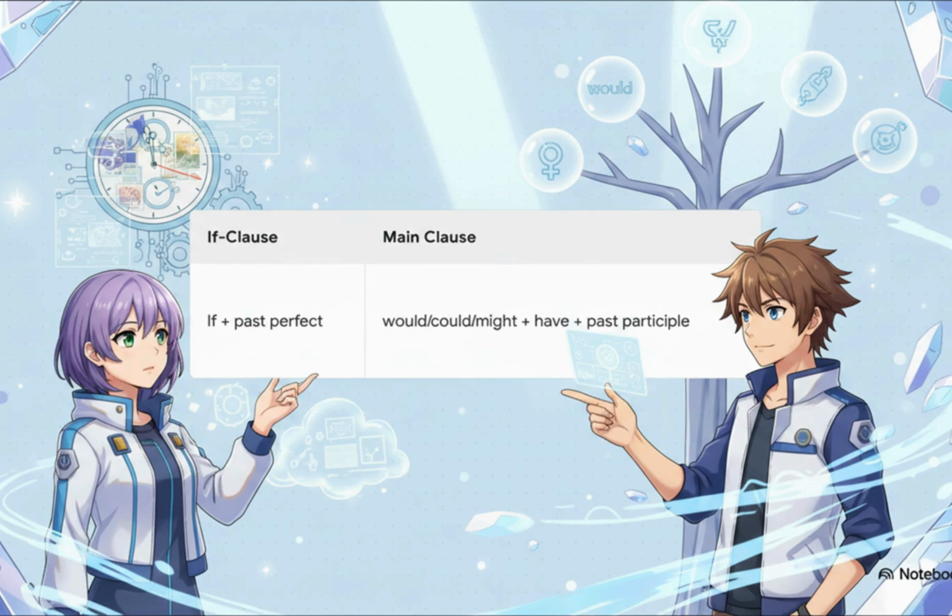To talk about a past that never happened, the if part needs the past perfect, like if I had done this. And the result then uses would have to describe the imaginary outcome that never came to be.